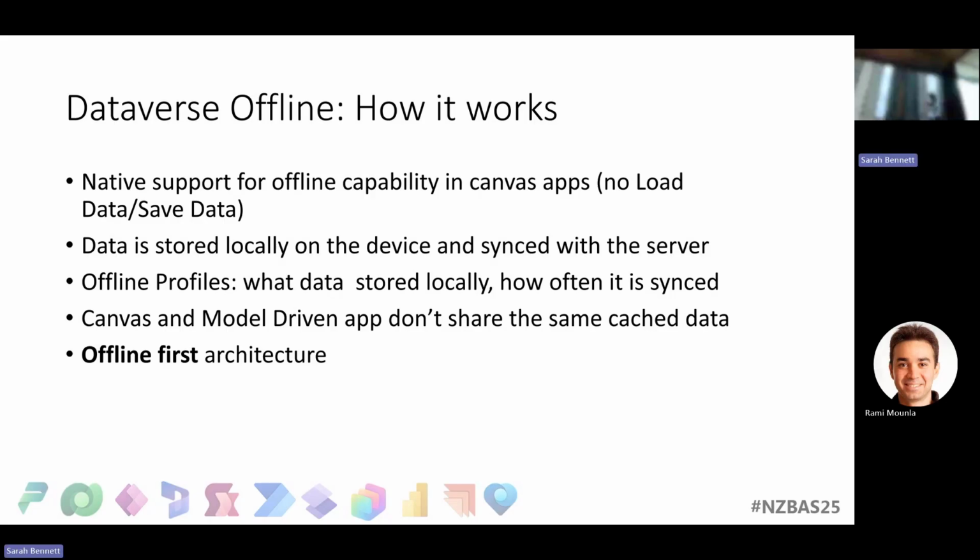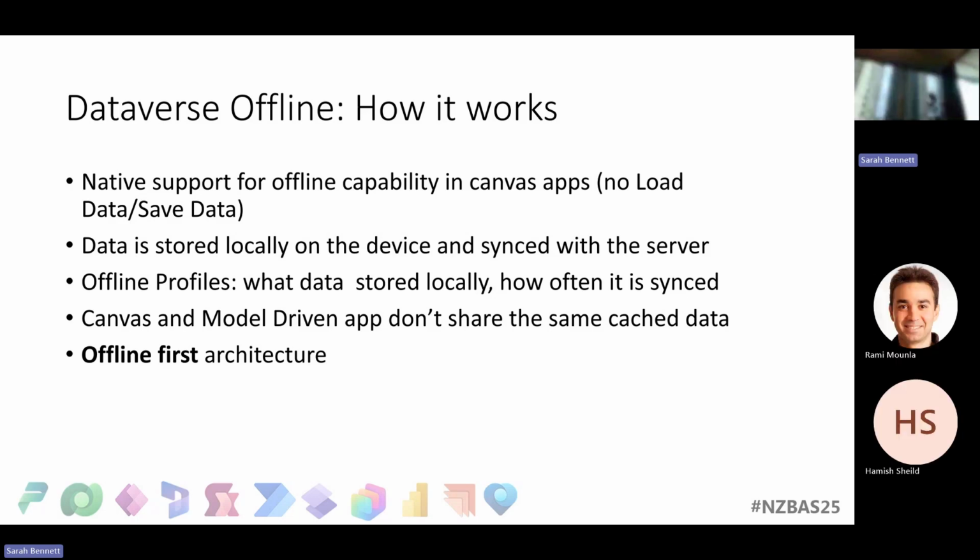Canvas apps and model-driven apps don't share the same cached data. So if you've got a model-driven app and a Canvas app, even though they might use the same offline profile that you've configured, they each store their own cached version of that data.